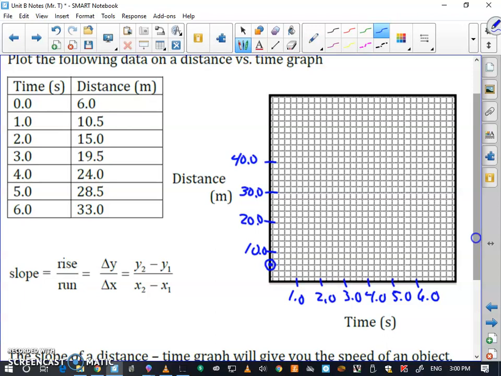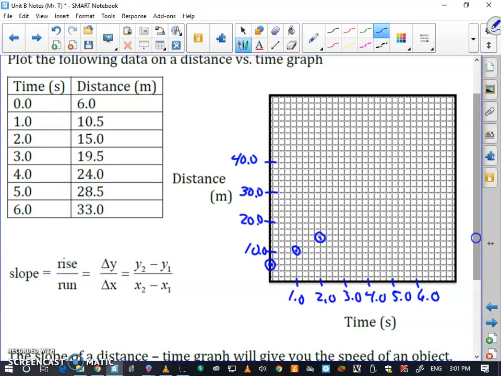At 1 second, we're at 10.5. So this is 10. The next division would be 12 up. So 10.5 would be 10 up and a quarter more. Okay, try and estimate it if you can. Now we're looking at 2 and 15. So 2 and 15 means we're right between 10 and 20. That's a good location for it.